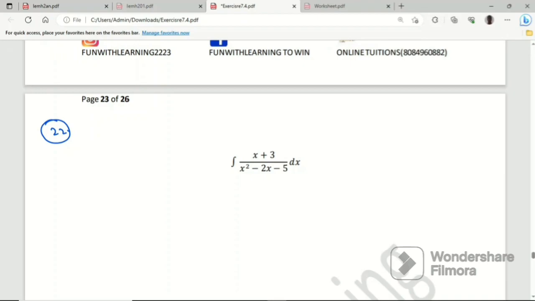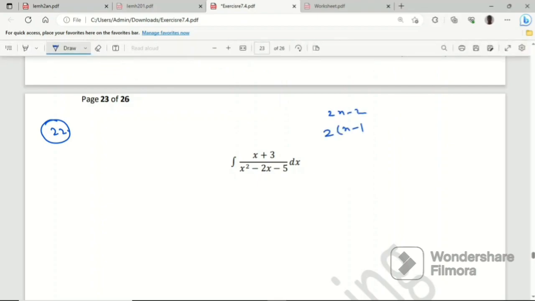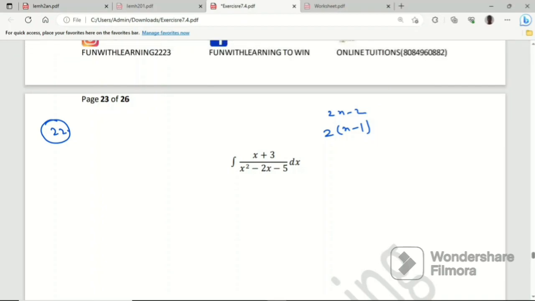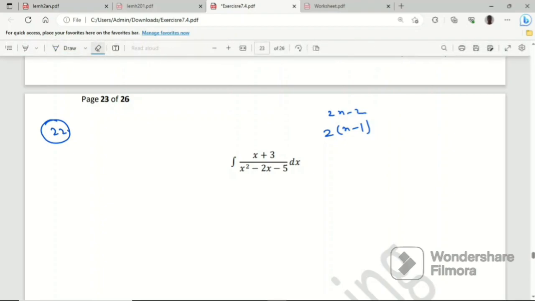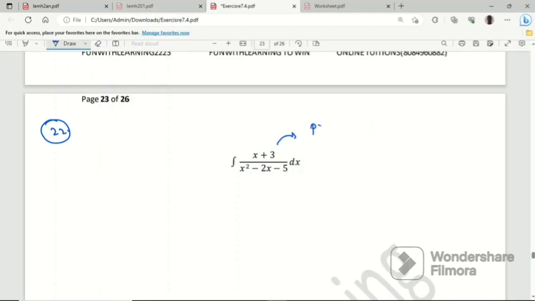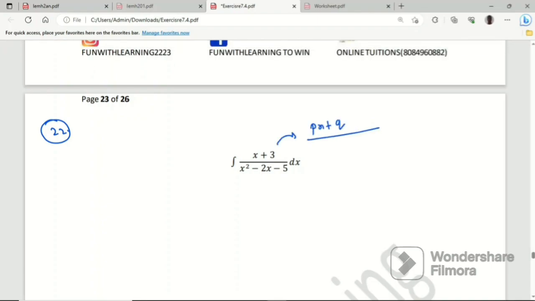Okay, so again it is in the form of x plus 3 by x square minus 2x plus 5. So the differentiation I will get is 2x minus 2. So 2x minus 2 will not give me the numerator, so there is nothing we can do about it. So again I need to solve by the linear method, that is in the form of px plus q. This type of question always takes so many pages, maybe more than 3-4 pages.